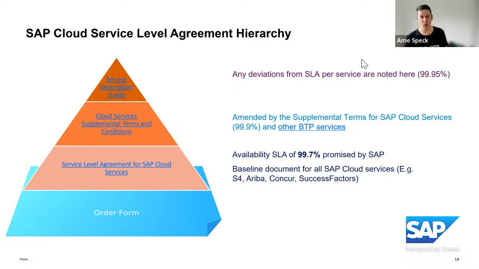And additionally, we will find the service description guide for BTP, where for each and every BTP service, you will find the information on the service level agreement. Most of them are actually running on 99.95%. And this is really the step from a single availability zone concept to a multi-availability zone concept that we're running for the services where we are able to give that 99.95% service level agreement for availability.